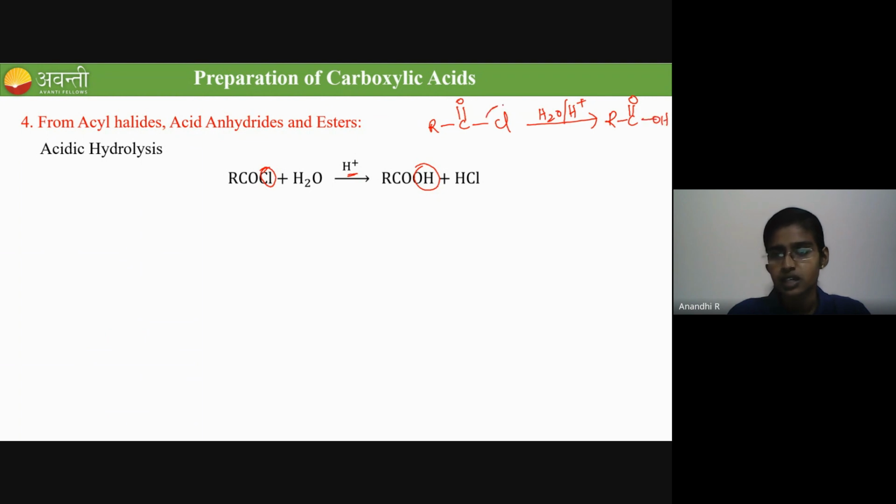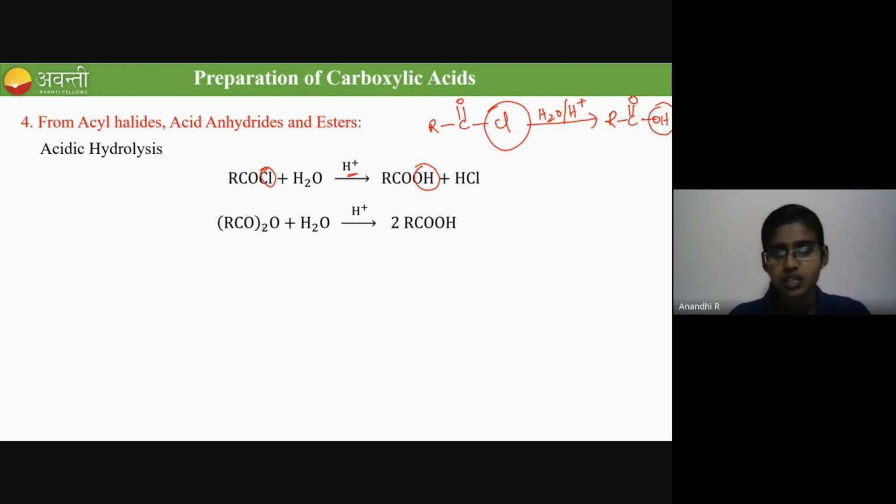So here, whatever might be the halogen attached to the carbonyl carbon, it is getting converted to OH, with the release of HCl. This is from acyl halide. Then next, from acetic anhydride. So you can see the acetic anhydride formula here.